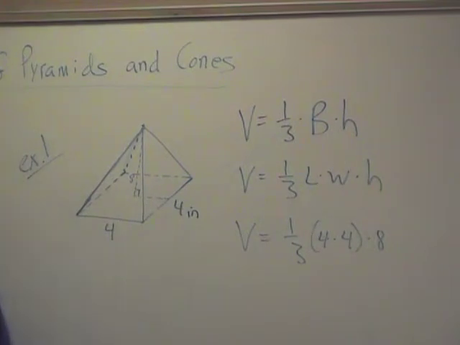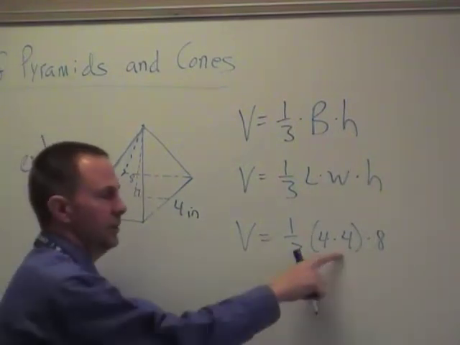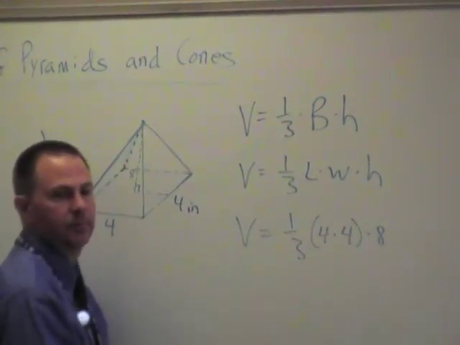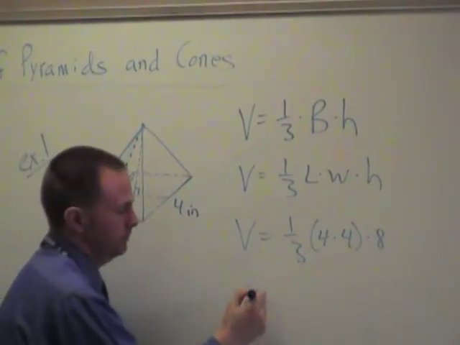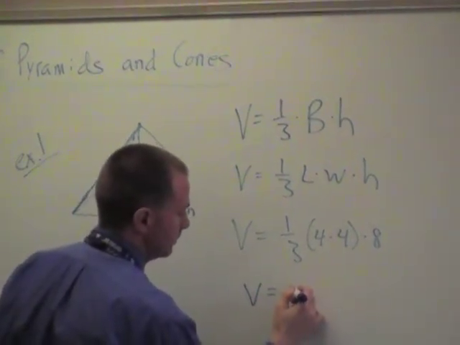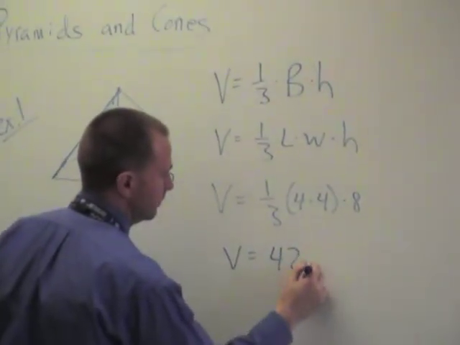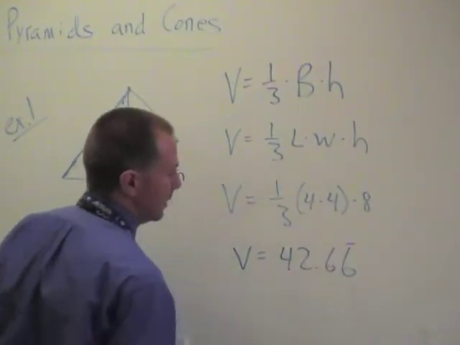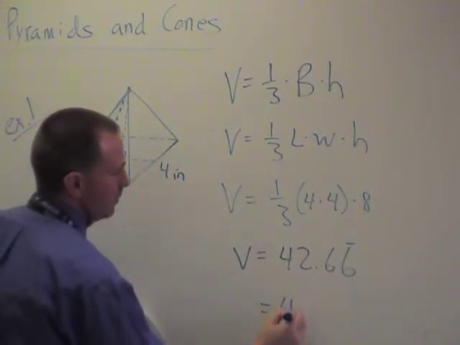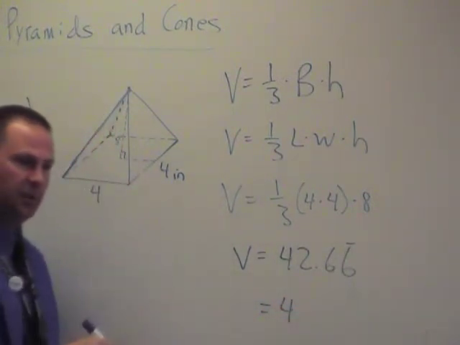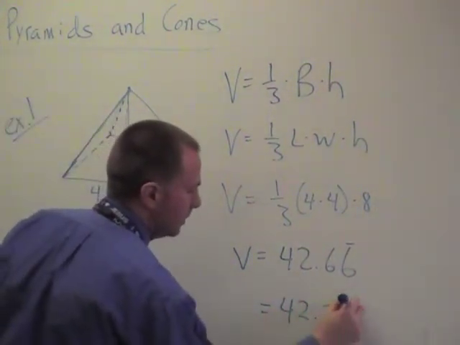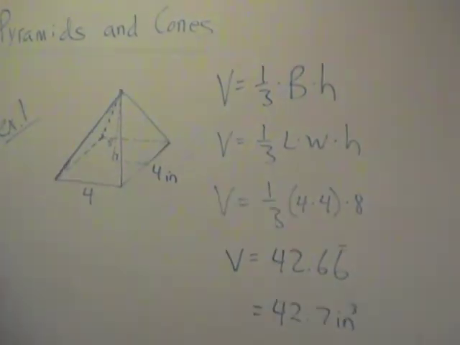Shelby is going to give us the answer. 4 times 4 is? Times 8? Divided by 3. It's a long one. 42.6 repeating. No, there's a 7 after. Yeah. But your calculator rounds the last number up. So 42.7 cubic inches will fit into that pyramid.